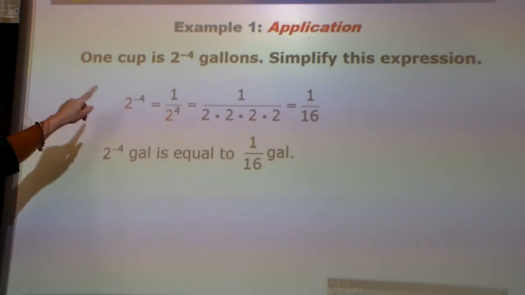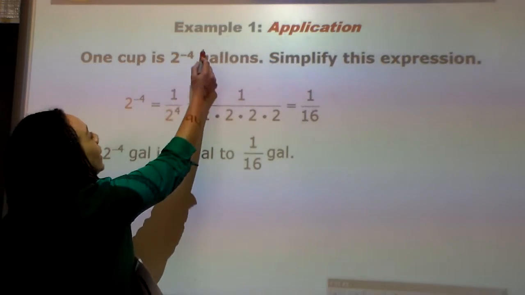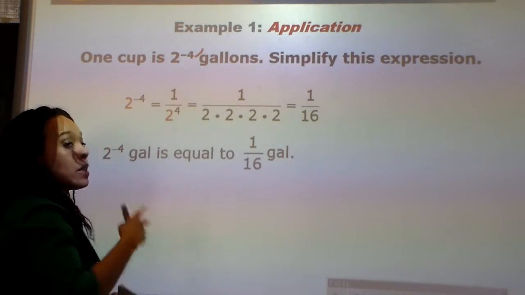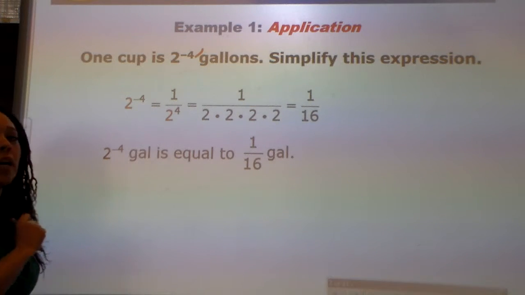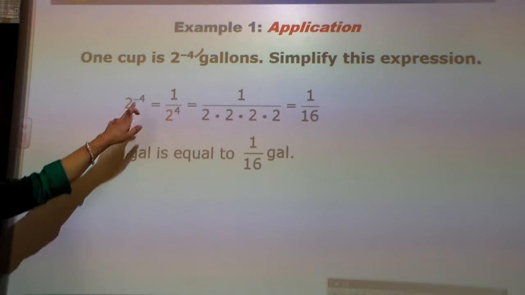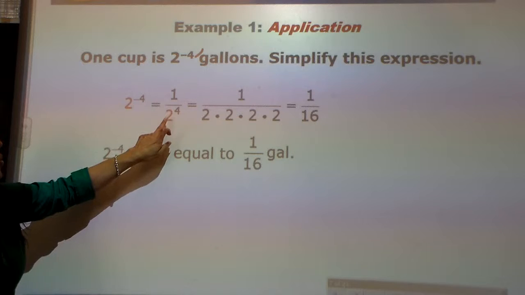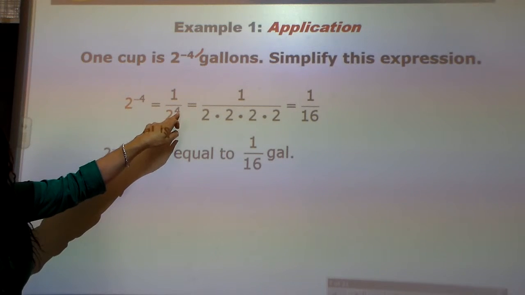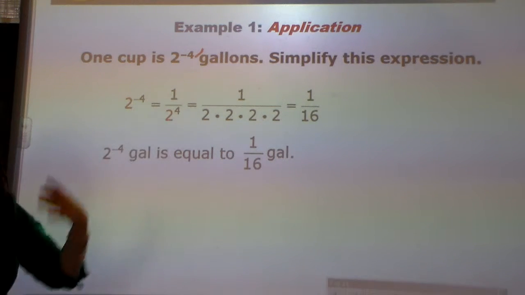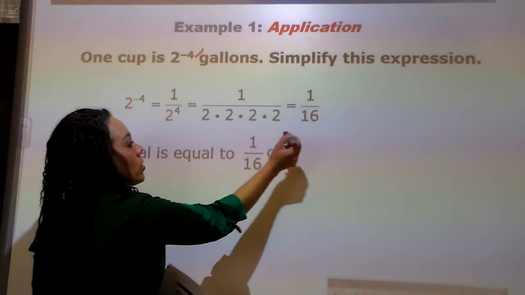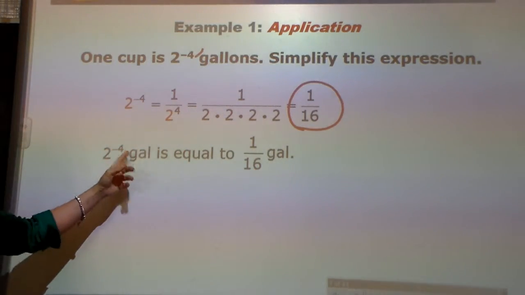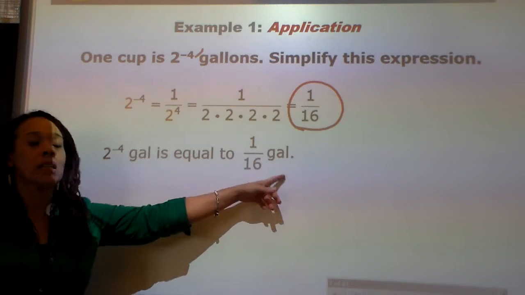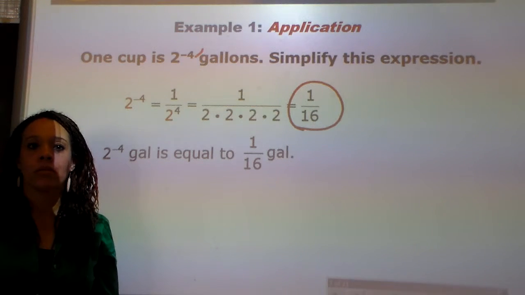So an example: 1 cup is 2 to the negative 4th power gallons. Simplify this expression. All we do, 2 to the negative 4, immediately I see that negative 4, I put 1 over 2 to the 4th. I took out the negative. Then I just solved it. 2 times 2 times 2 times 2 is 16. So it comes out to 2 to the negative 4th gallons is equal to 1/16 gallons.